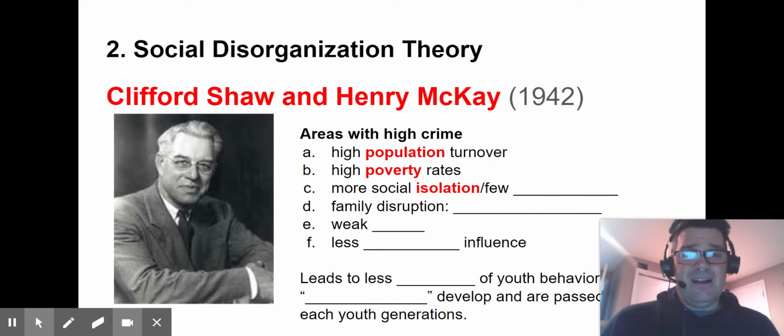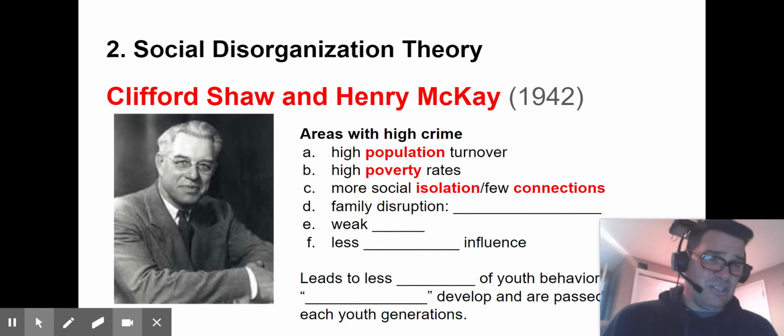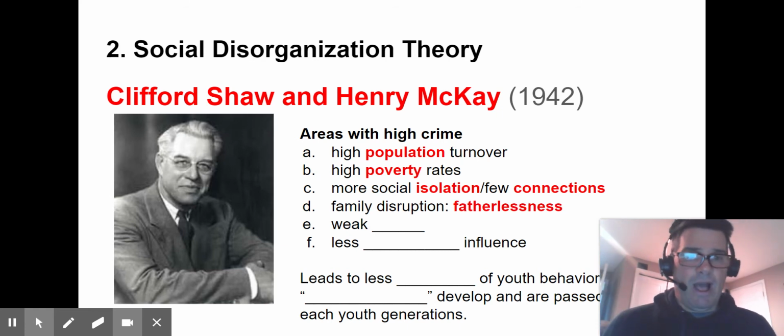They also had a lot more social isolation. People didn't know their neighbors. They didn't know who anybody was around them. And so they had very few connections. They might not have had a church they went to or some social group they were part of or strong connections to people at a school or some other community organization. And so just not a lot of connections, a lot of isolation. Family disruption is a huge part of this as well.